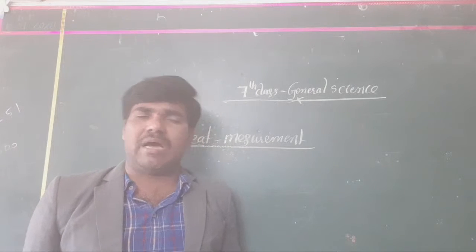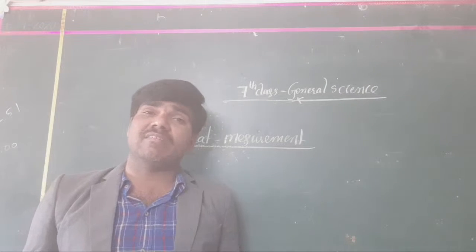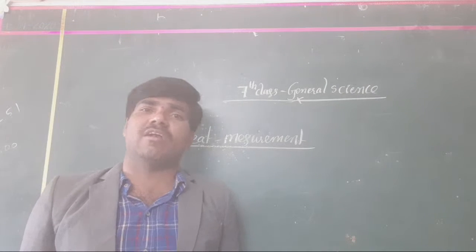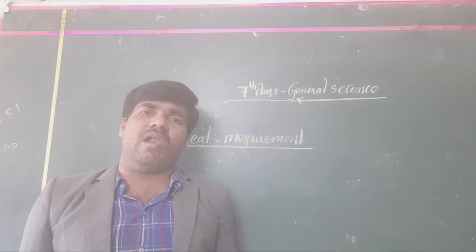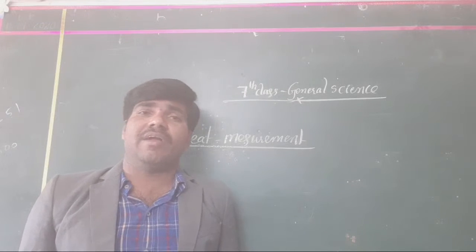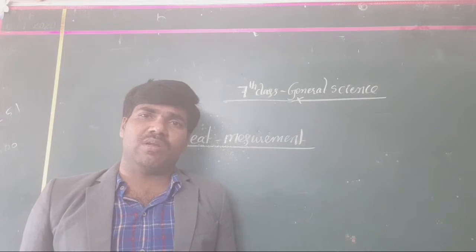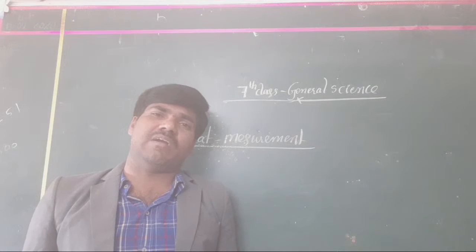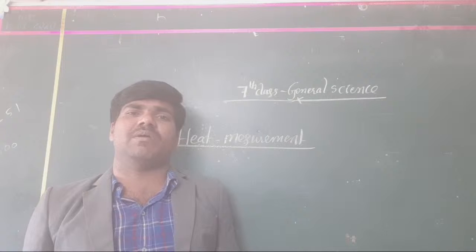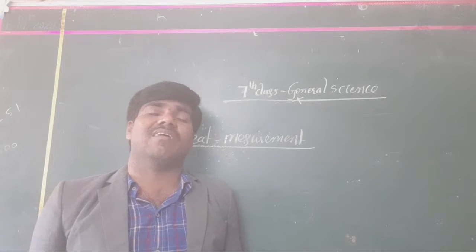Then we have the laboratory thermometer. It contains values from 0 degree centigrade to 100, 200 degree centigrade, like that. That is called a laboratory thermometer. And the maxima and minima thermometer also there, which measures the maximum temperature in the environment and the minimum temperature in the environment. We have already discussed it.